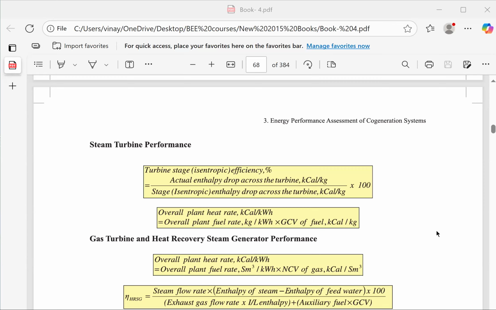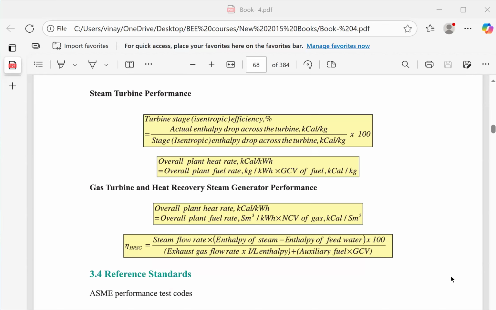That means we have calculated the overall plant fuel rate, and if you want to convert it into heat rate, you multiply by GCV. Remember, all these calculations we do with GCV and not LCV. LCV is the lower calorific value, which we do not take into consideration here.